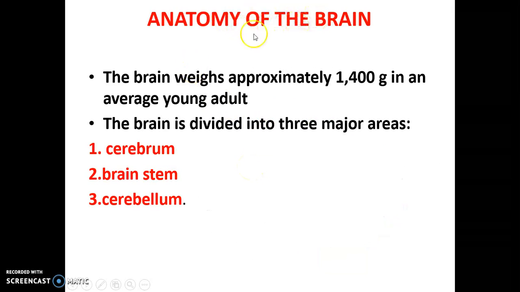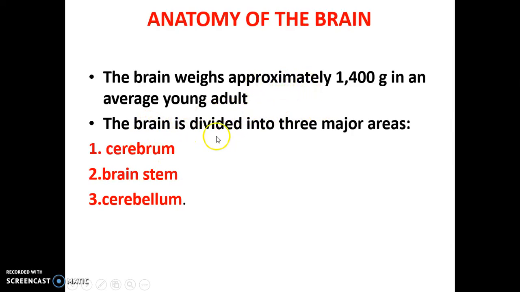Anatomy of the brain. The brain weighs approximately 1400 grams in an average young adult. In a young adult, the weight will be 1400 grams. When we become old, the weight will decrease.